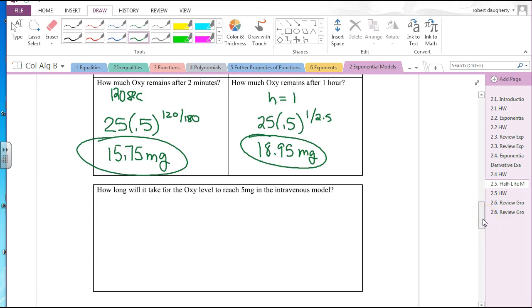How long? I'm solving for what? For H, or time. Solve for time. Time is my exponent. In the world of the last quiz, this would be logarithms. In this quiz, it's going to be your calculator and what command? The menu 3-1, nsolve, okay? So in the intravenous model, that's the one over here, how much time until I get to 5 milligrams? So what do I do with the 5 milligrams? That's my what?